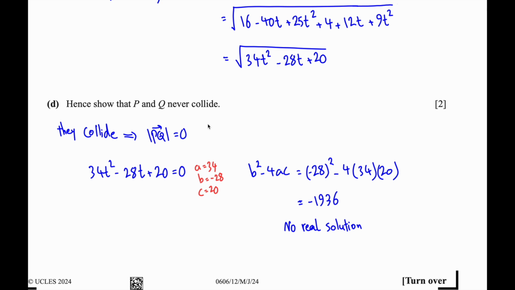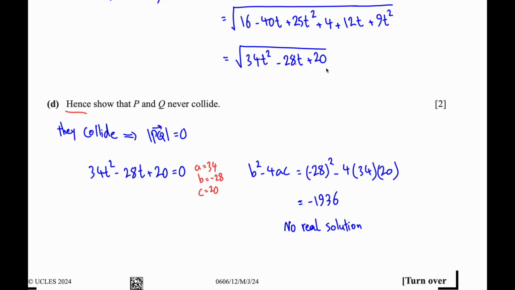In part D, I have to show that P and Q never collide. They're using the word hence. That means I have to make use of what I found here. So this is a very simple question, actually, if you think about it. If P and Q collide, that means the distance between them can become zero at some point. In other words, there is such a t that makes this expression become zero. So if we prove that this can never be zero, that means they would never collide.